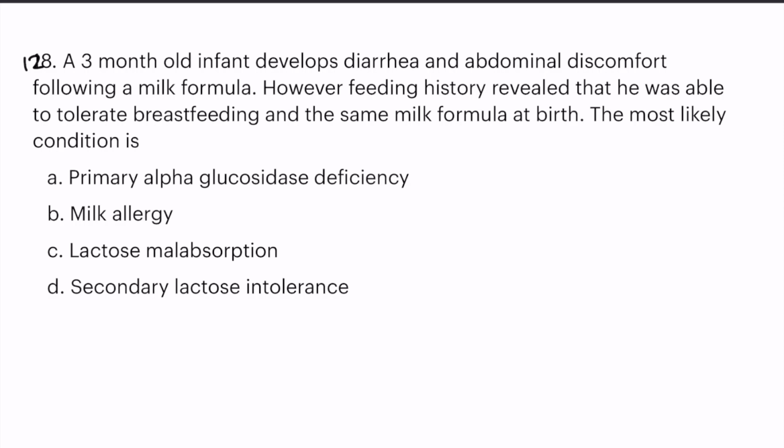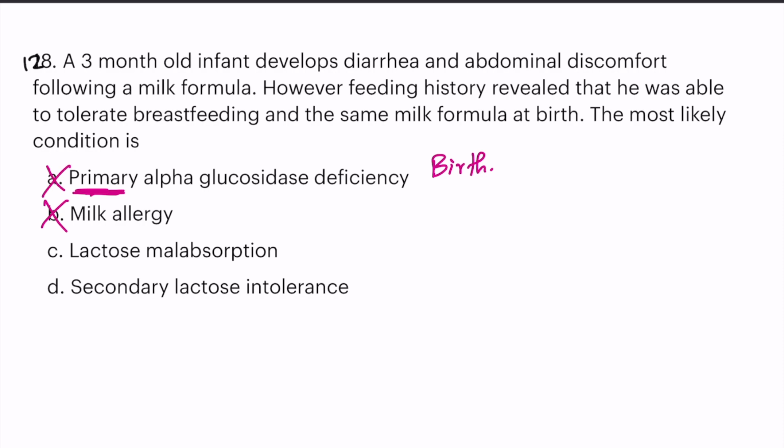A 3-month-old infant develops diarrhea and abdominal discomfort following a milk formula. However, feeding history revealed that he was able to tolerate breastfeeding and the same milk formula at birth. The most likely condition is? So at 3 months he is having some symptoms following a milk formula, but at birth it was normal. So this initially rules out milk allergy. We can immediately rule out milk allergy, and this is a primary defect. Primary defect means from birth the defect has to be present and symptoms have to be present from birth. So we can rule this one out also.